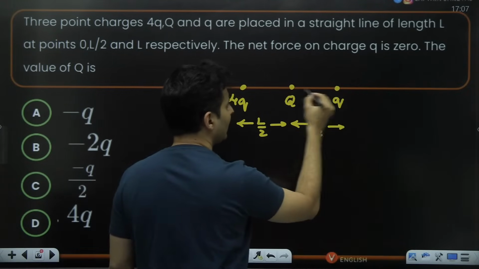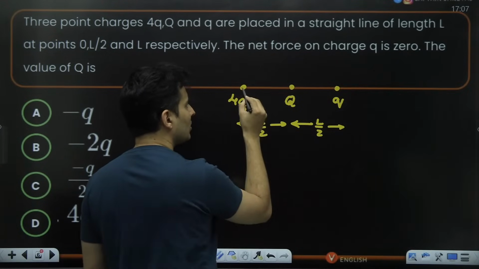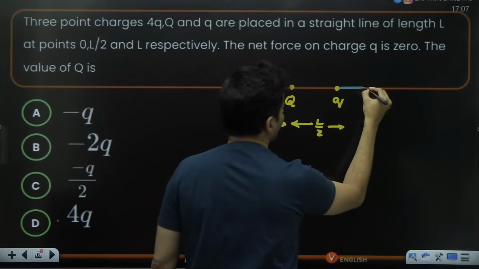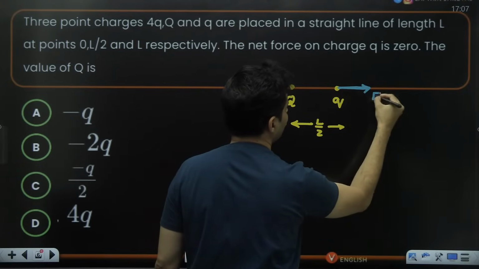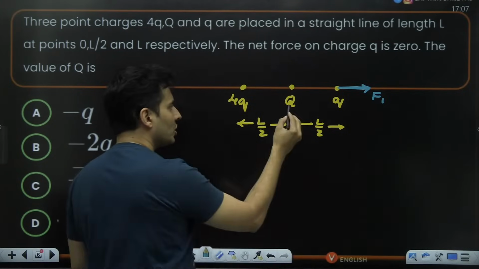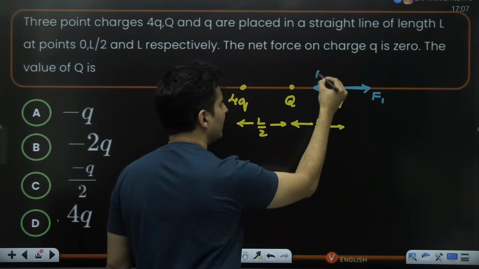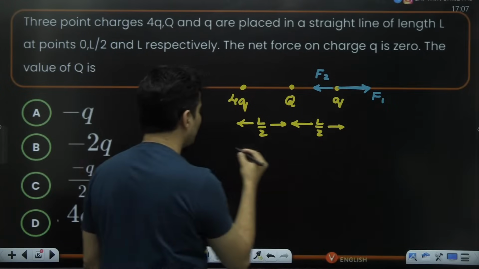So on this guy, the force is 0. This 4q and this small q will obviously repel each other, so there is a force of repulsion. Let's say I call it F1. So this capital Q must definitely attract it. Only then it can cancel it so that the net force is 0.